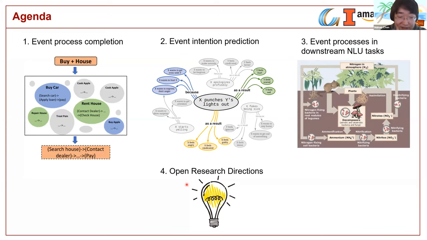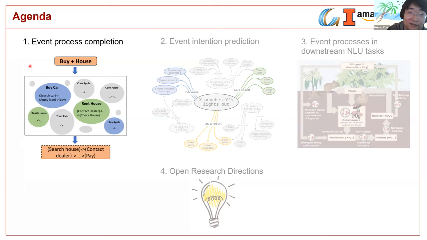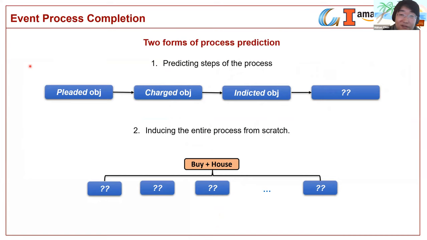So let's first look at the problem of event process completion. I would say there are two different definitions of event process completion. One is that given a partially complete process, a system is required to predict the missing steps, or perhaps most of the time predict the future steps. The second definition is that given a coarse-grained event as an objective, a system tries to predict the entire process from scratch.